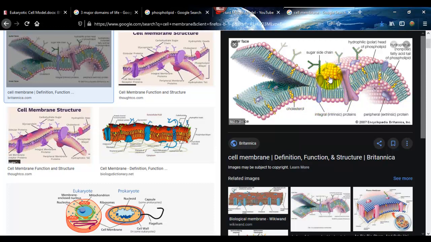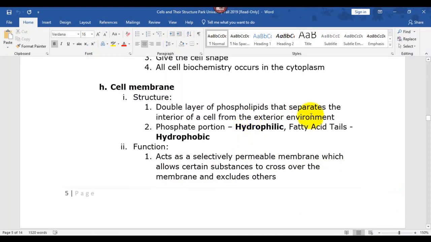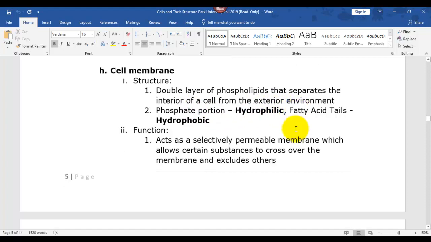These are channels that are in the cell membrane. There are certain substances that cannot cross a cell membrane. Why? Because the cell membrane is selectively permeable. And so they have to go through a channel to get either from the outside of the cell to the inside and vice versa. Hydrophilic is the phosphate part, the little head, and hydrophobic are the fatty acid tails.